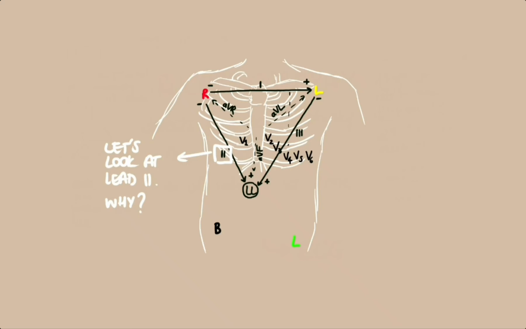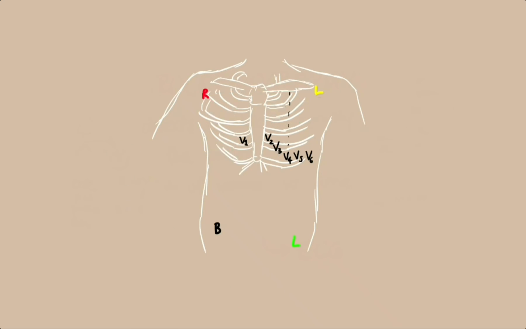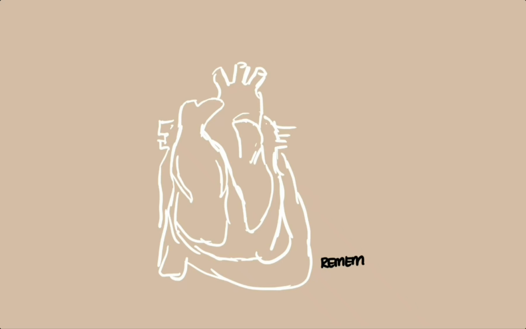So let's look at lead 2 as an example. Why do we look at lead 2? Well, if you remember where the heart is placed, and if you remember the general electrical activity of the heart, it's going downwards and towards the right, and that's what lead 2 is looking at. It's looking at that view as well, and that's why it's a really good lead to look at.